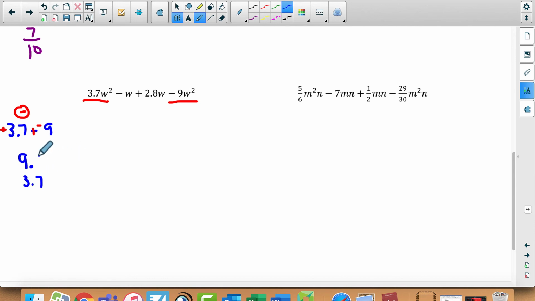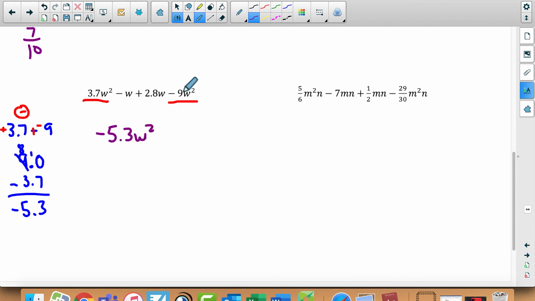And you could put a 0 in the space right here, and now you can subtract. Got to borrow from the 9, and this becomes 10. 10 minus 7 is 3. 8 minus 3 is 5. Decimal goes straight down. We already said this answer is going to be negative. So when we combine our w squareds, we end up with negative 5.3 w squared.